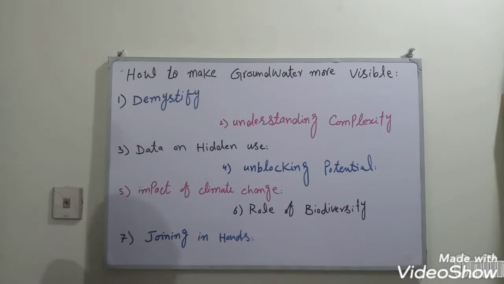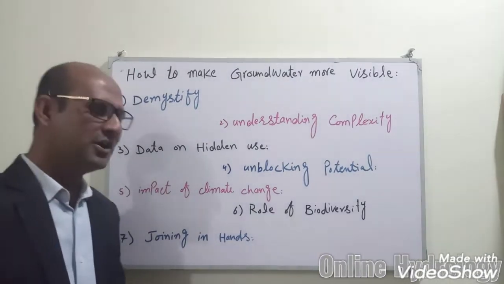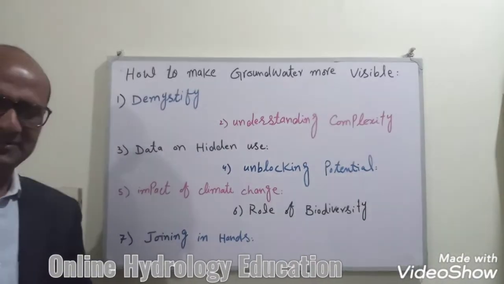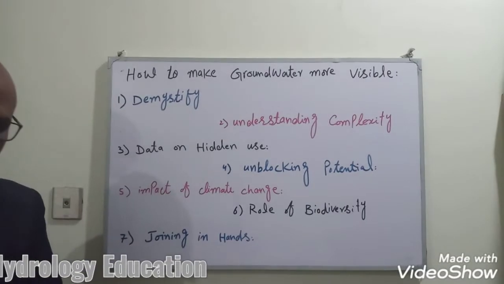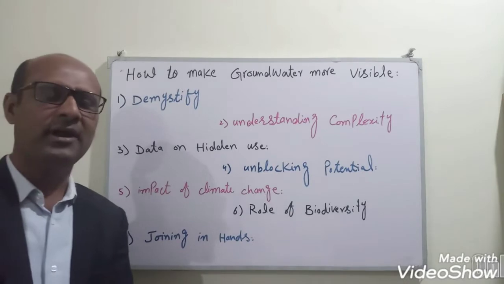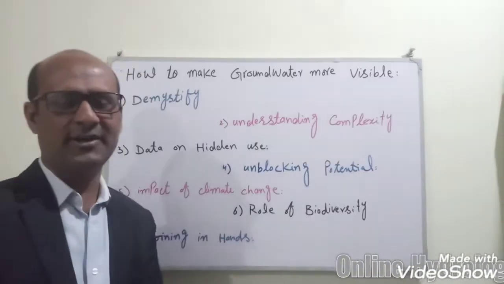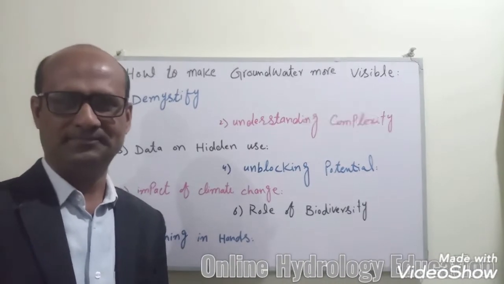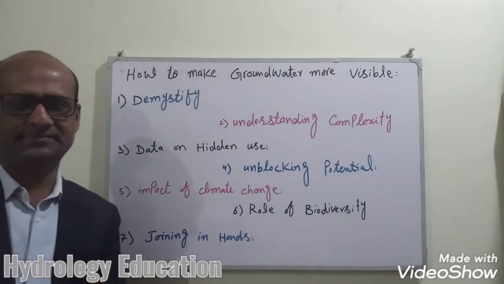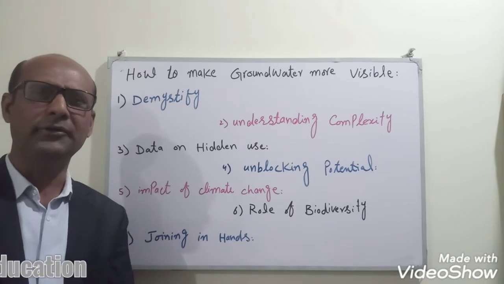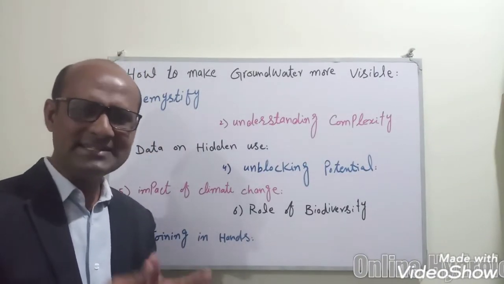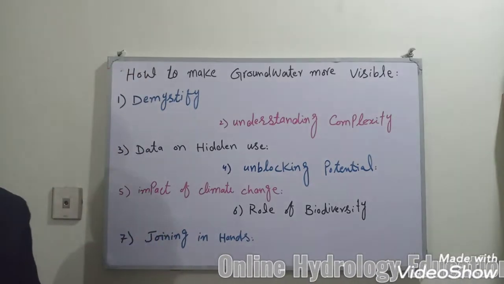Viewers, then we will discuss the unlocking potential. Unlocking potential has many components, but the main component of the unlocking potential is the rainwater. We have to protect the groundwater by a number of methods, and the easiest method is rainwater harvesting.